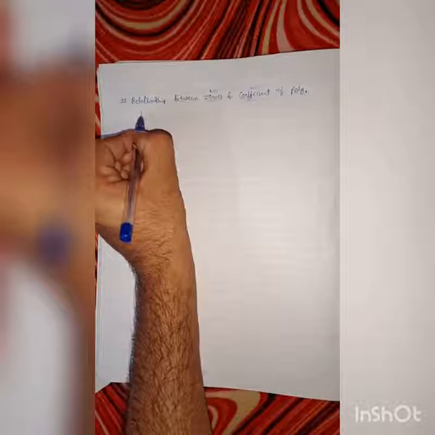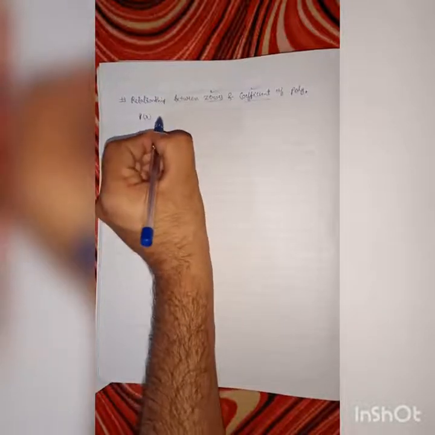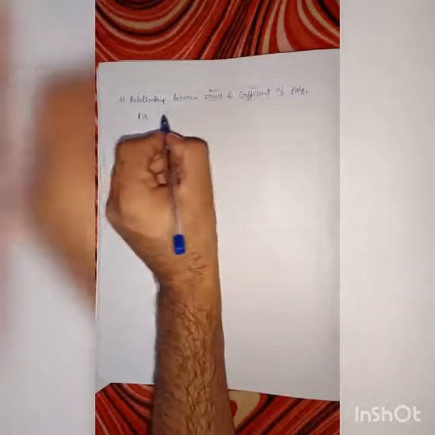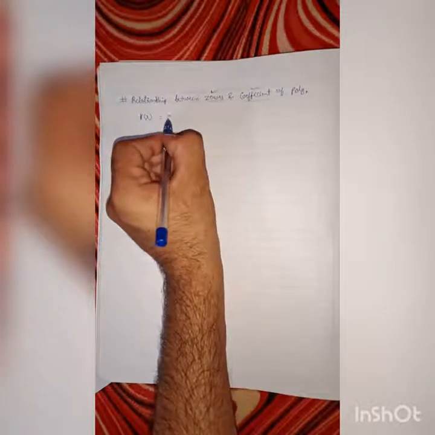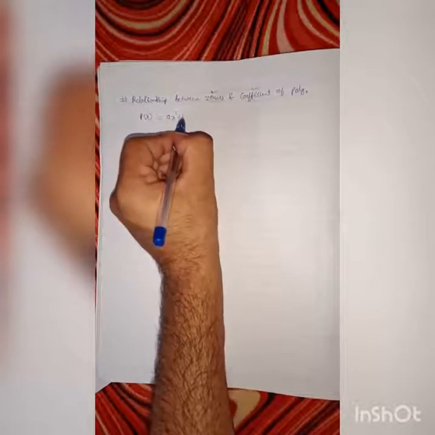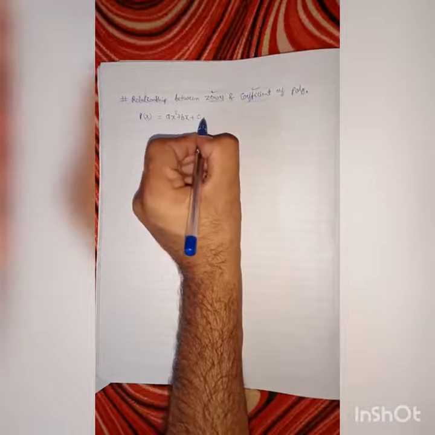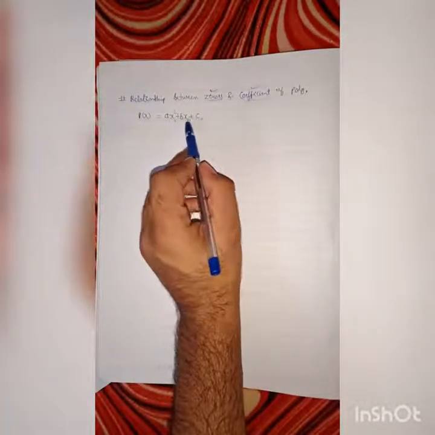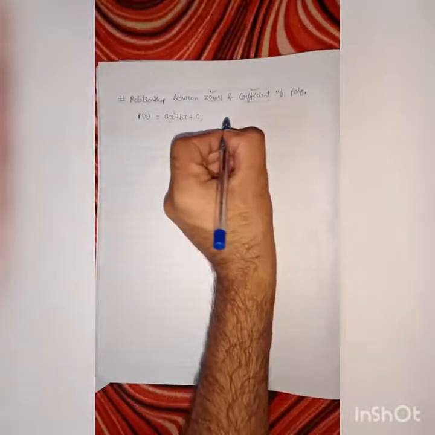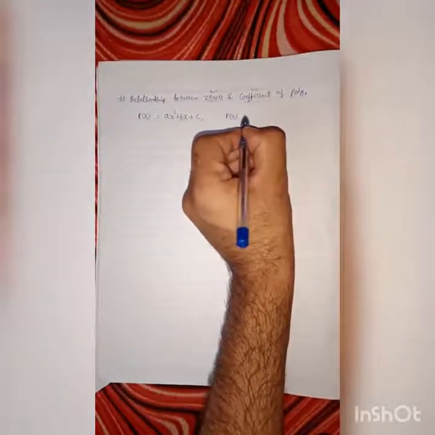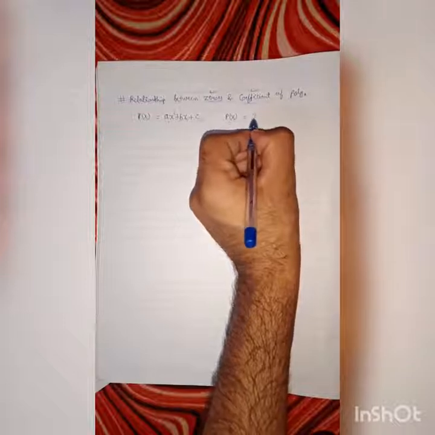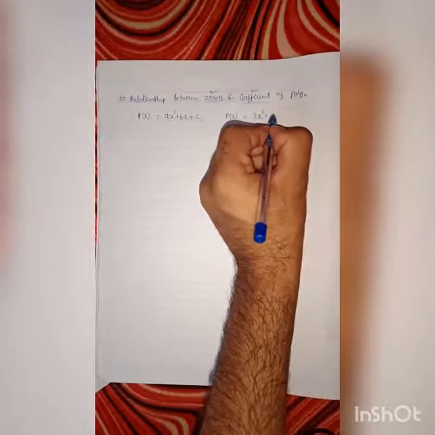Coefficient means, if I write the standard equation of a polynomial: p(x) equals ax square plus bx plus c. So this is the standard equation of a polynomial. If I write one more thing, like p(x) equals another equation, 3x square plus 4x plus 5, I should know what is meant by coefficient.